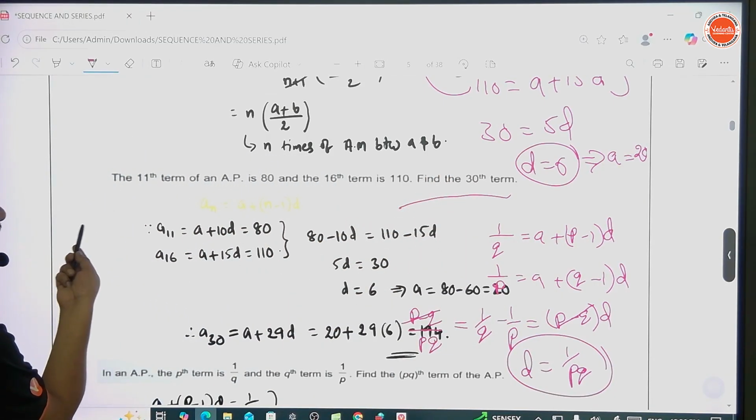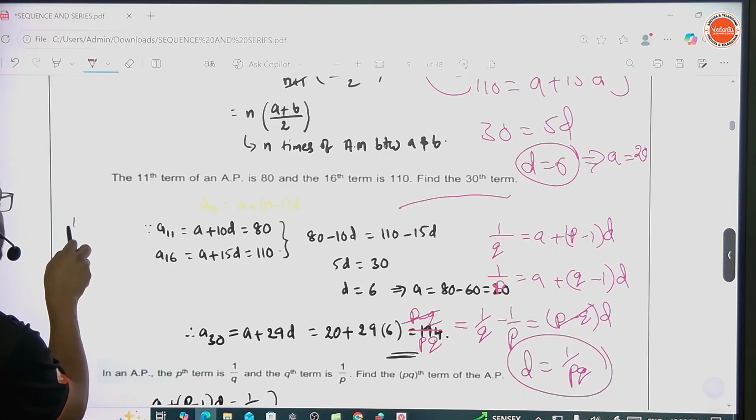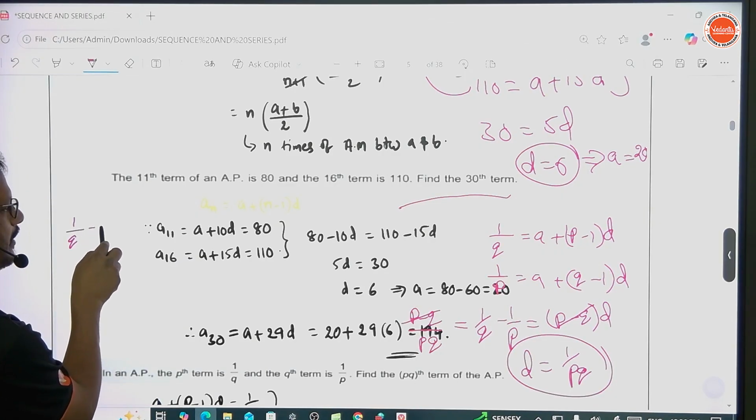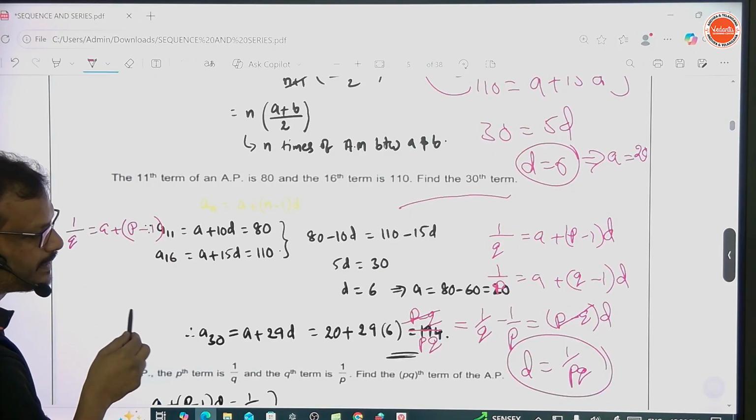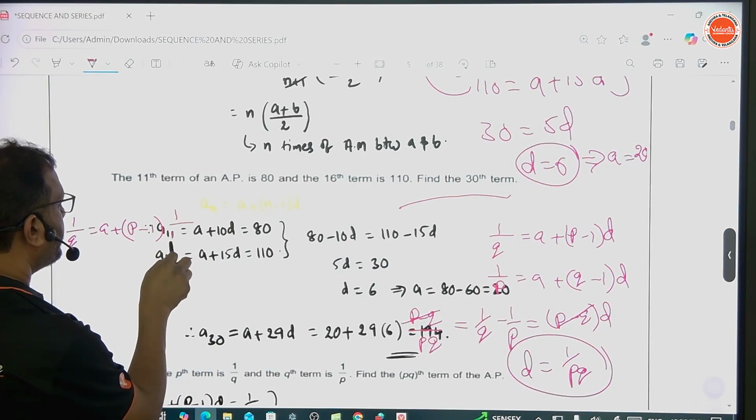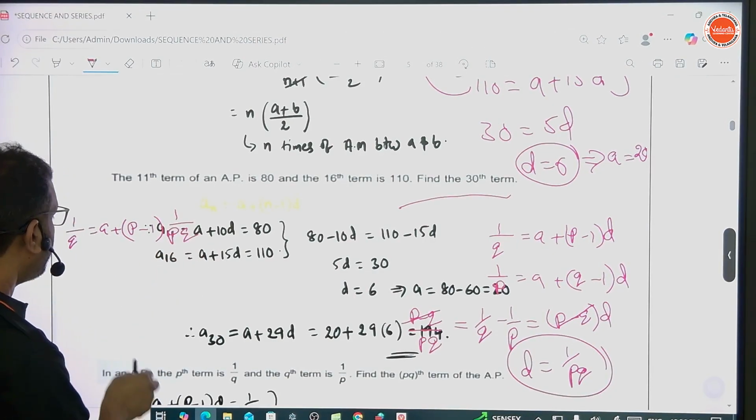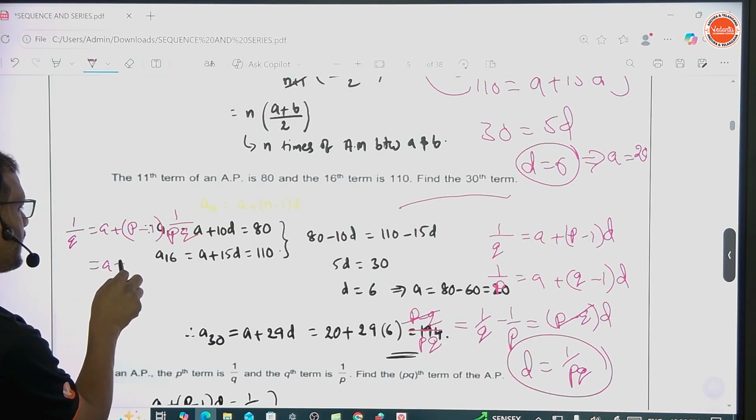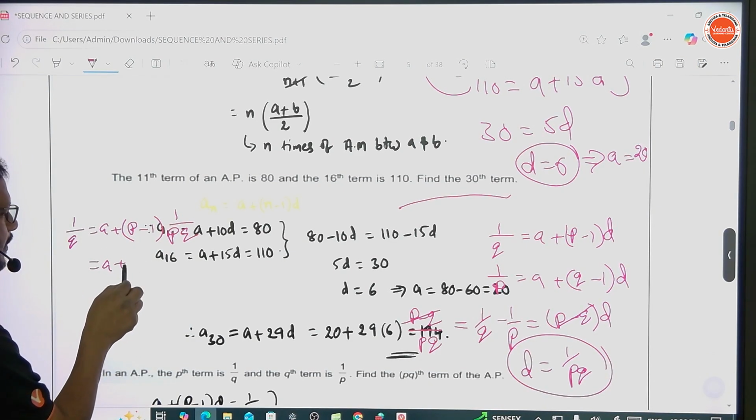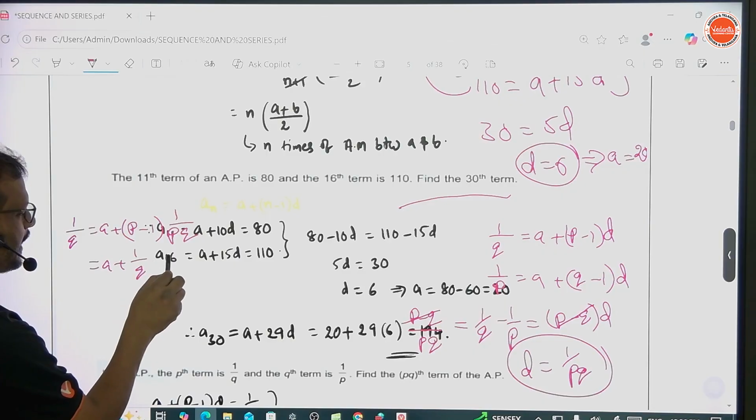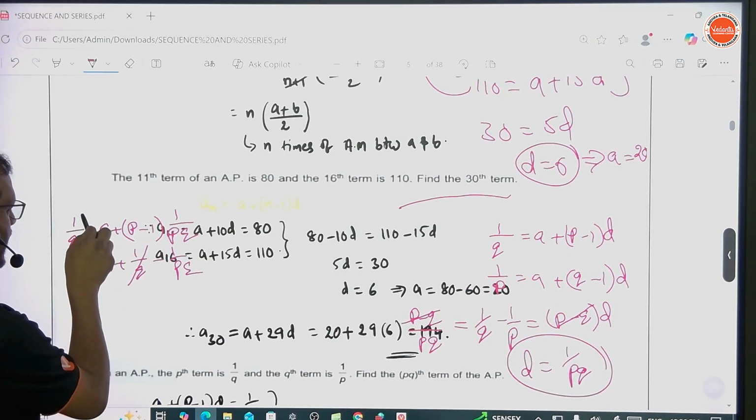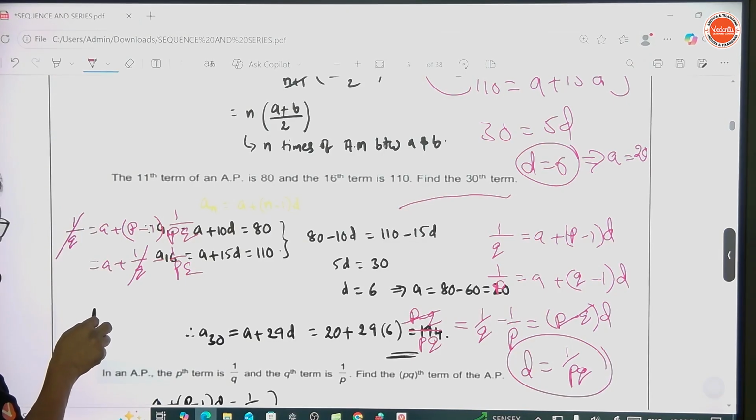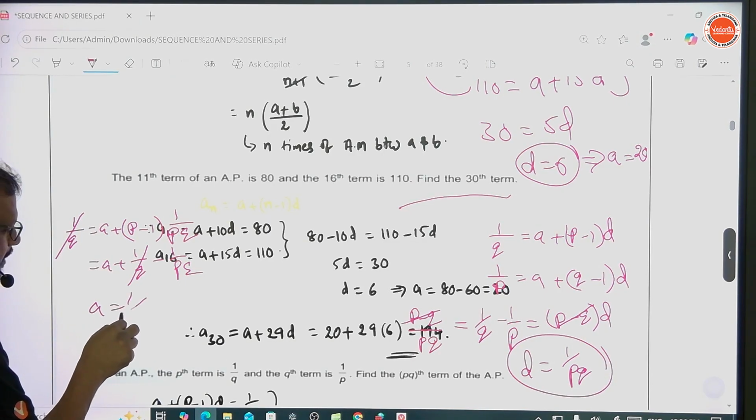Any one of them you can take: 1 by Q equal to A plus (P minus 1) into D value, how much is it? 1 by PQ. Now this will be equal to A plus P by PQ, which is 1 by Q, minus 1 by PQ, which will cancel, no? So therefore A equal to 1 by PQ.